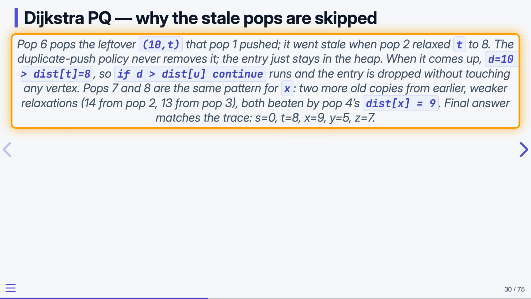Pop 7 and 8 are the same pattern for X. 2 old copies from earlier, weaker relaxations, 14 from Pop 2 and 13 from Pop 3, both beaten by Pop 4's dist[X] of 9. And the final answer matches the trace exactly: S 0, T 8, X 9, Y 5, Z 7.